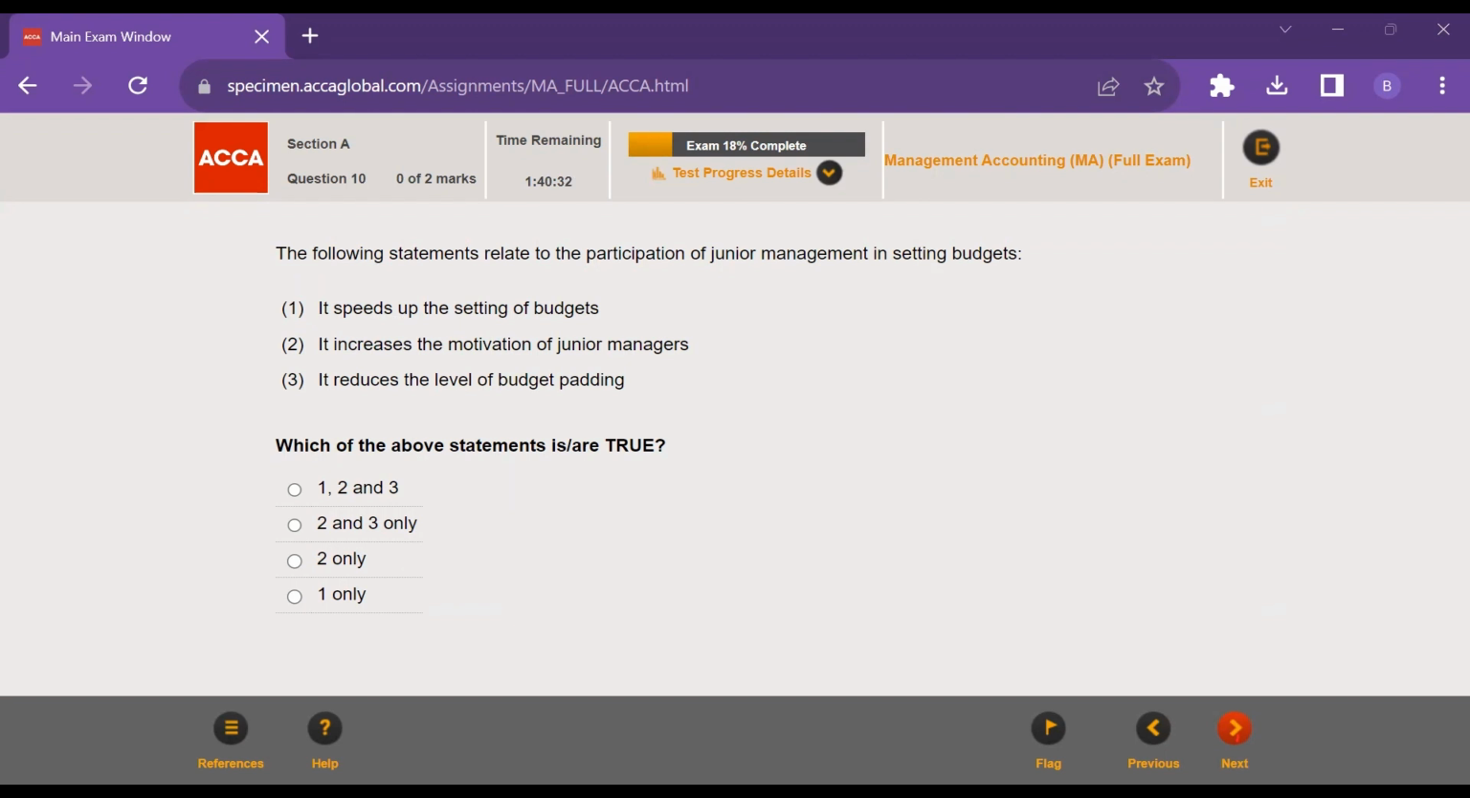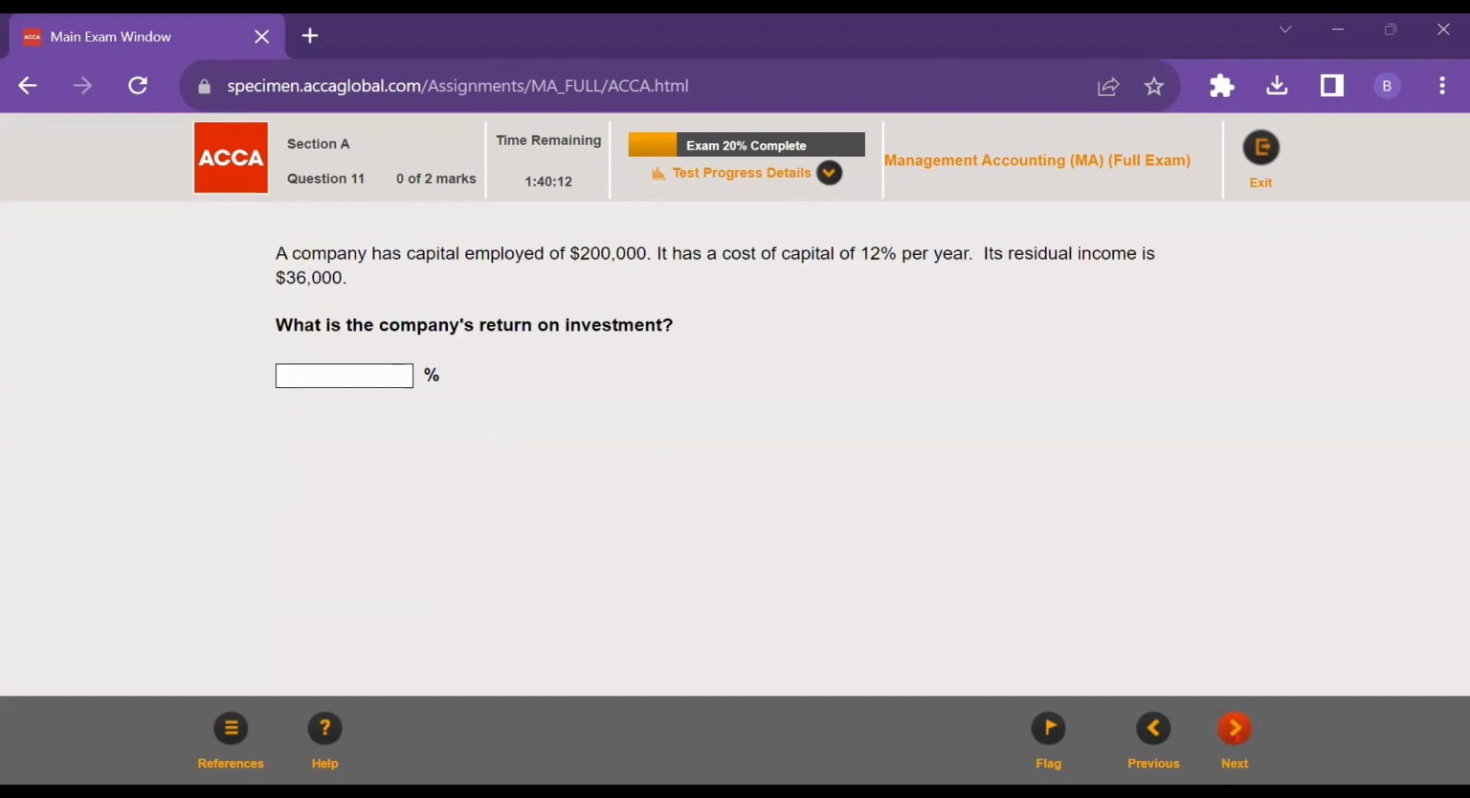It increases the motivation of junior managers. Definitely, yes. When you are involving them more in companies' decisions, they will feel more motivated. And then it reduces the level of budget padding. No, this is not what participation of junior management does. So, option 2 only is your right answer. Now, let's have a look at the next one. There's a capital employed of $200,000.